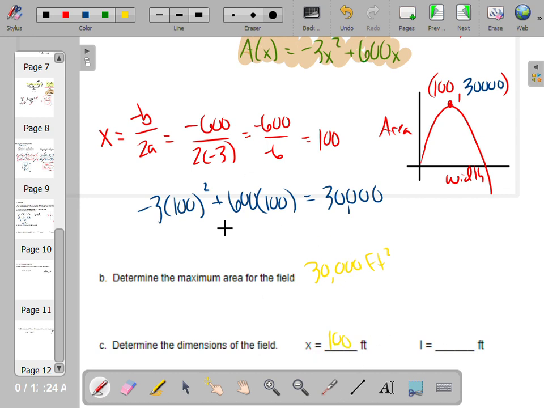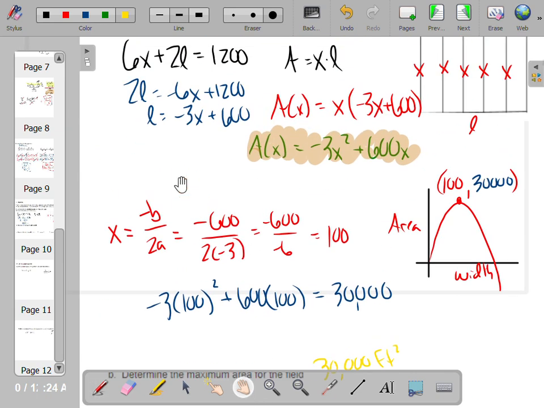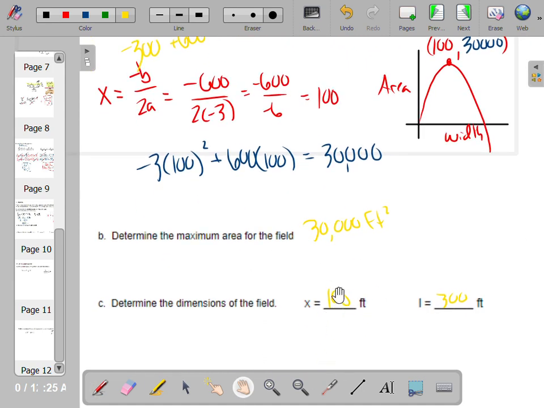The dimensions: I know the width is x, that's 100, but to figure out the length you could do two things. You could do 30,000 divided by 100, which is probably the easiest, and you get 300. Or you could plug it in up here where you know the length is: L equals negative 3 times 100 plus 600, negative 300 plus 600 is 300. So the width is 100 and the length is 300.